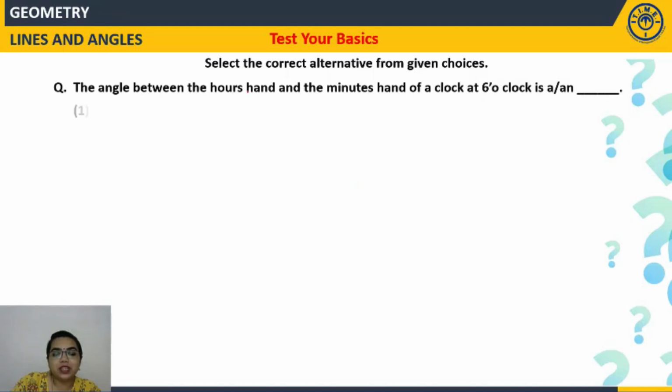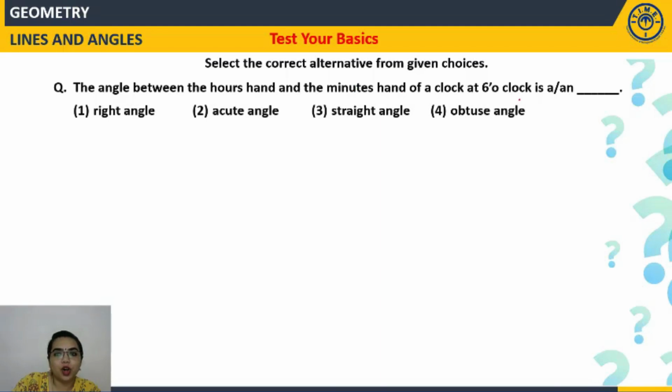The angle between the hours hand and the minutes hand of a clock at 6 o'clock is a dash. The options are right angle, acute angle, straight angle and obtuse angle. Let us actually see what is given. It is being asked, the angle between the hours hand and the minutes hand. Let us actually write it down. Here you have 12, 1, 2, 3, 4, 5, 6, 7, 8, 9, 10 and 11. This is how your clock looks, right? This is where the center is. The angle between the hours hand and the minutes hand at 6 o'clock.